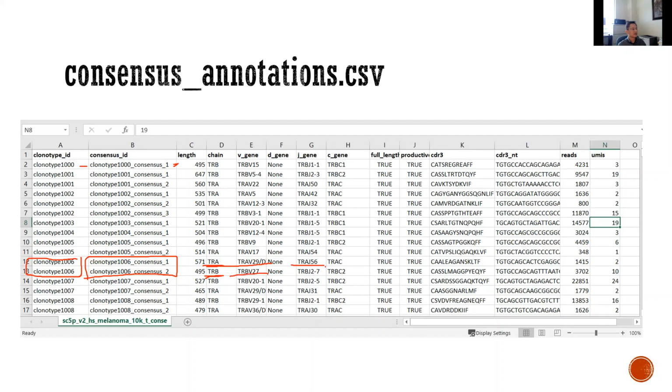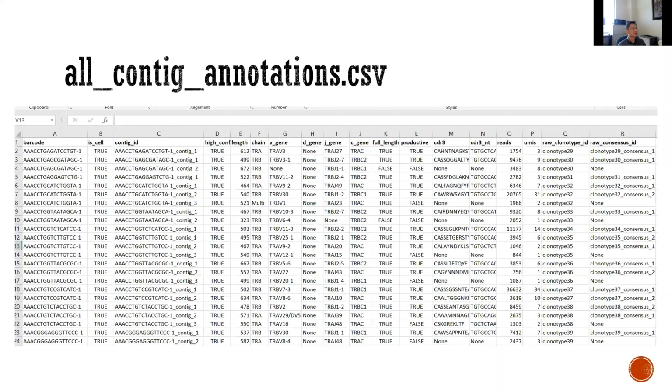And you have the alpha beta V(D)J combinations. So you have this full length and also paired information extracted out. This is the all contig annotation file, and that's the ID for the individual cell. And the contig belongs to the cell after assembly. And for the alpha chain, if you find the same cell ID, you can find out the alpha beta chain combinations. This is the all contig annotation file, which contains the most comprehensive summary.